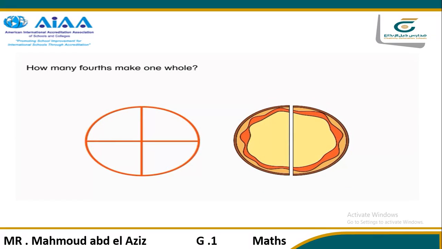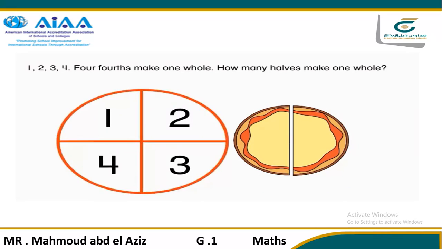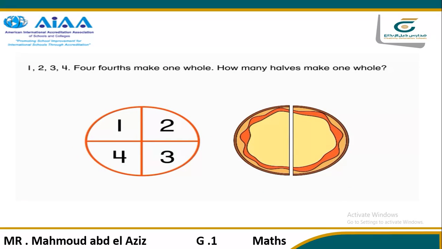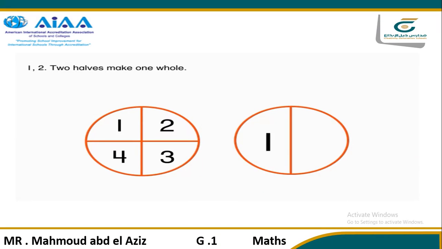How many fourths make one whole? 1, 2, 3, 4. 4/4 make one whole. How many halves make one whole? 1, 2. 2 halves make one whole.